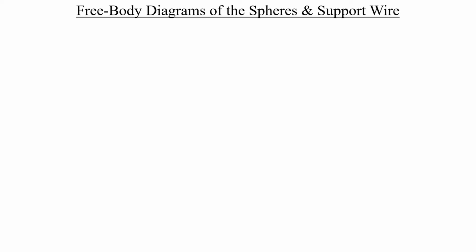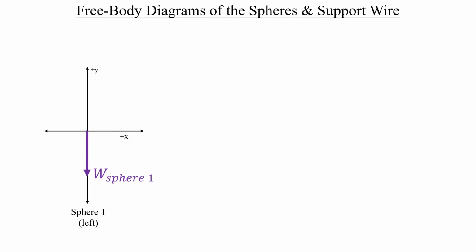So let's save a little time and put all those free body diagrams together. And when I mean free body diagrams, I mean we're going to have one for the left sphere, the right sphere, and the supporting wire. And so when it comes to sphere number 1, the one on the left, what are the forces acting on that? Well, we have the weight of the sphere itself pulling directly down. We have the tension in wire 1 that pulls up and to the right towards the supporting wire.